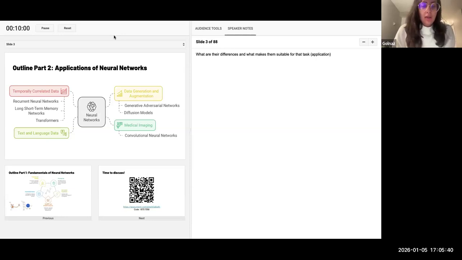networks. So now that we know how neural networks work in general, on a high level, depending on the data, we can use different types of neural networks that are more well suited for those data types. So it would be either images, or if you have temporally correlated data, like you have some data collected over the years and you want to find a pattern in that, or you're working with text, or you are short of data and you want to do data generation and augmentation. So we briefly talk about some of these applications as well.